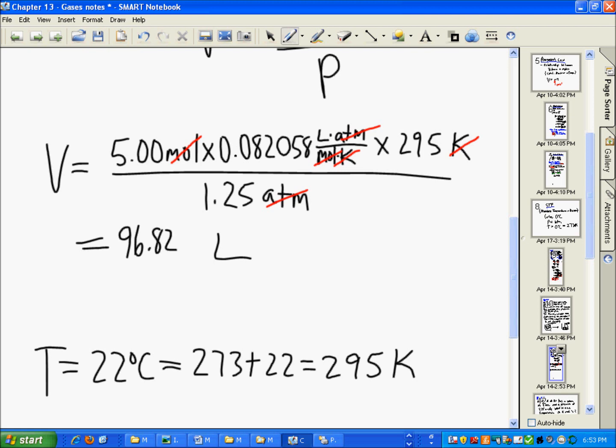96.8 to 844, which rounds to 3 sig figs. So the 96.8 liters.